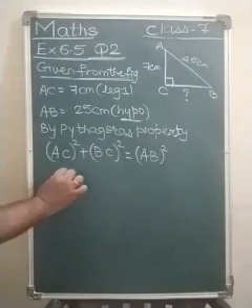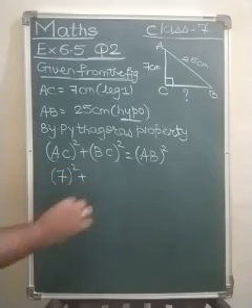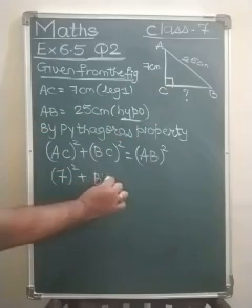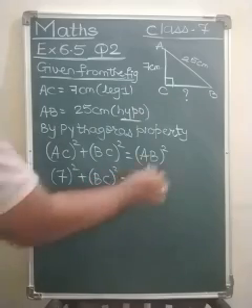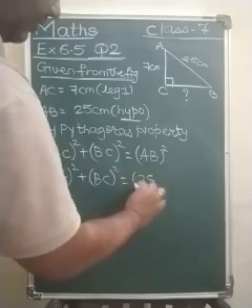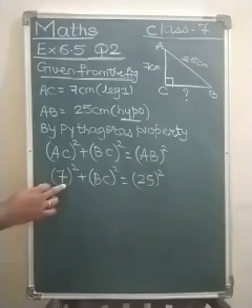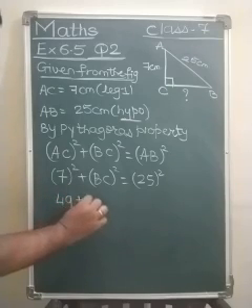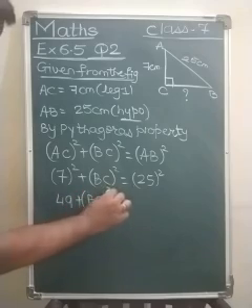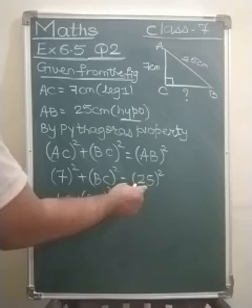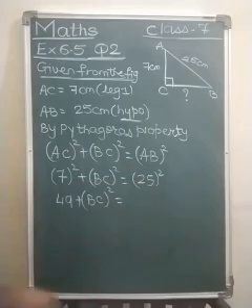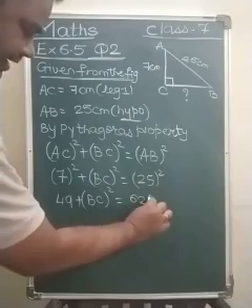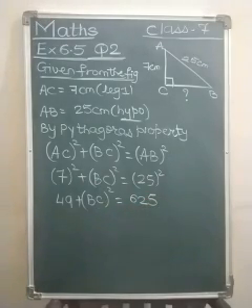Now what is AC square? That is 7 square plus what is BC, that we have to find out, BC square equals what is AB? 25 square. 7 square, that is the number multiplied by itself. 7 sevens are 49 plus BC square equals 25 multiplied by 25. The answer comes to 625.